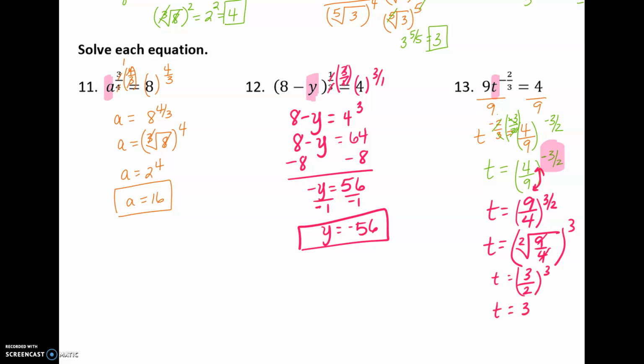T equals 3 to the 3rd power divided by 2 to the 3rd power. And 3 to the 3rd power means 3 times 3 times 3, which is 27. And 2 to the 3rd power means 2 times 2 times 2, which is 8. So you get 27/8.